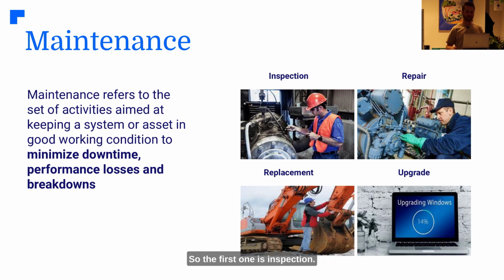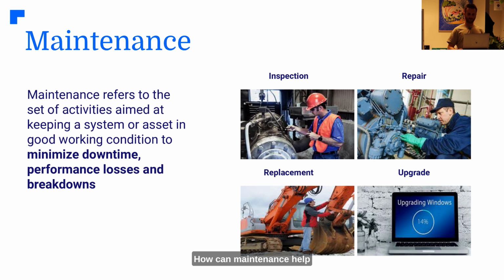So the first one is inspection. You just go checking up on your devices and look for flaws that you can see by eye. And then if you have identified a flaw, you can do 2 things. You can either repair it, if that's possible, but if it's not possible, you should replace some parts of your devices. But an upgrade is also a part of your maintenance strategy because it improves the optimal working conditions of your devices. So this is maintenance.